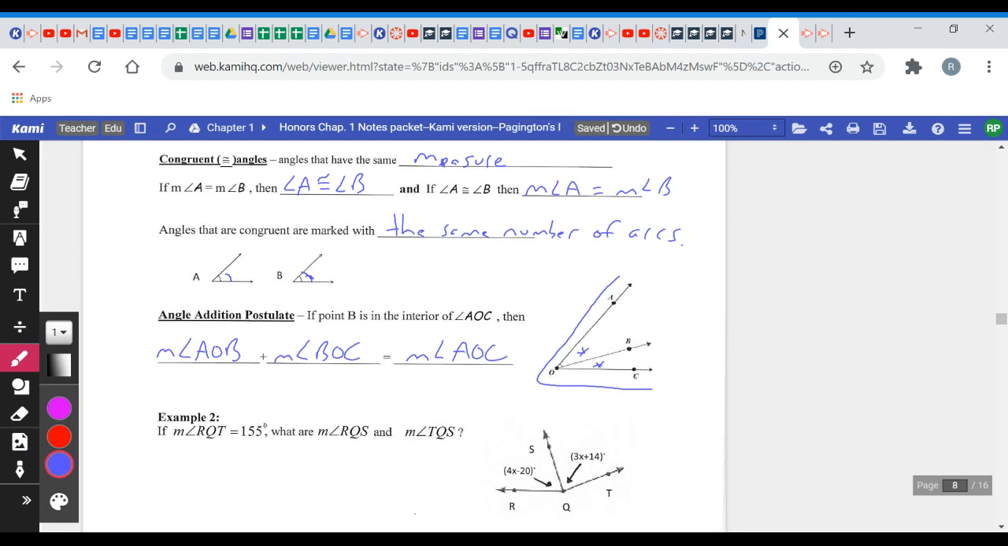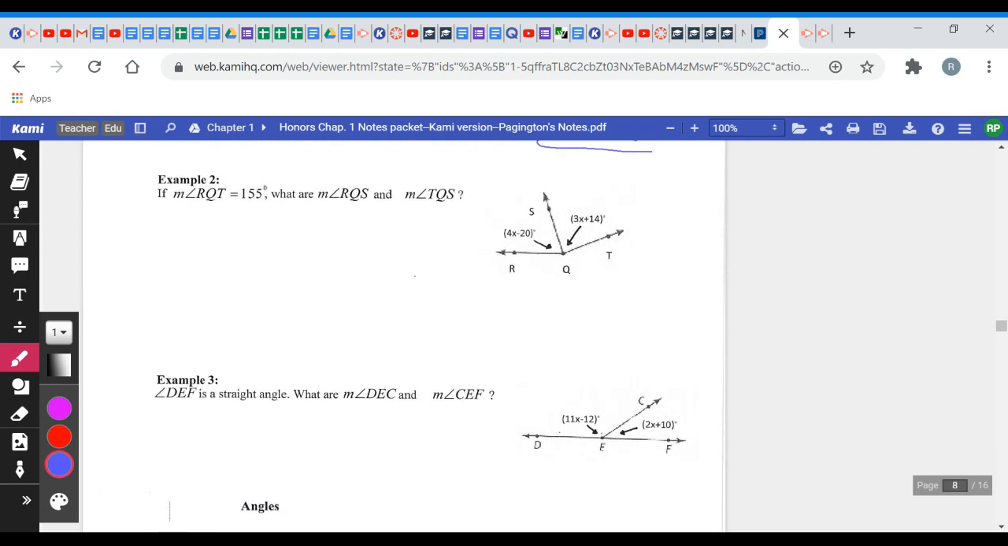So I would like you to try example 2. See if you can look at that. It's similar to the segment ones, like I said, that we did yesterday. I would label the picture if the picture is not labeled already. And then I would see if you can set up a true equation and then solve for what it is asking for. And then you can jump back on and see how you did on that.